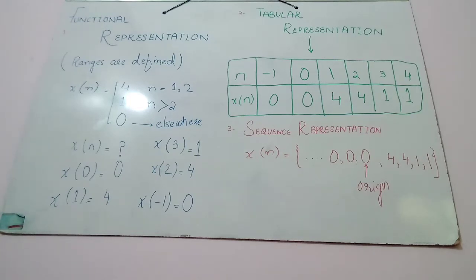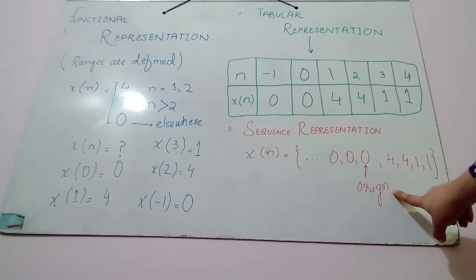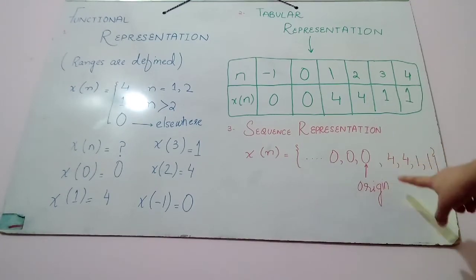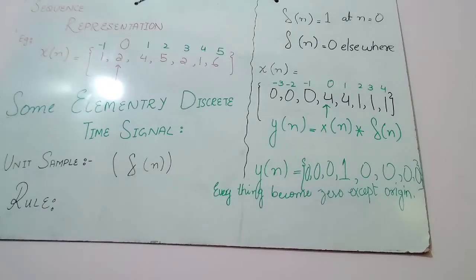Now this is a little introduction of sequence representation. In the next part we are going to discuss in detail the sequence representation, but I just want to clear one thing. In sequence representation, one arrow is mentioned like this, and this arrow is basically representing the origin of the sequence. So taking an example of sequence representation, the origin is at 2. You can see an arrow below the number 2 which is representing the origin point.